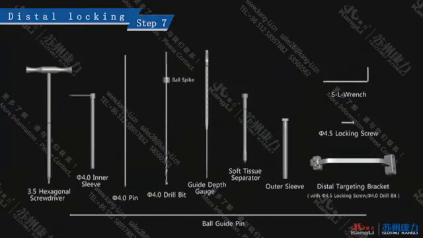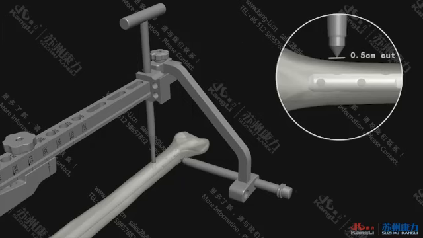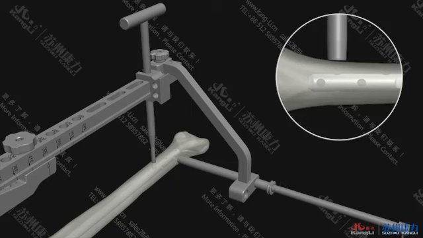Step 7. Distal locking. Insert the soft tissue separator and outer sleeve from the most distal locking hole of the distal targeting bracket and make a 0.5 cm long incision right under. Then continue inserting until it reaches bone cortex. Remove the soft tissue separator. Insert 4.0 inner sleeve and 4.0 pin to drill.